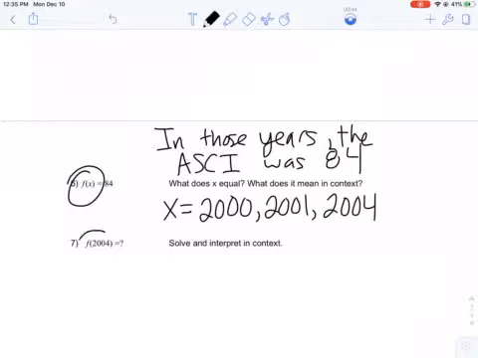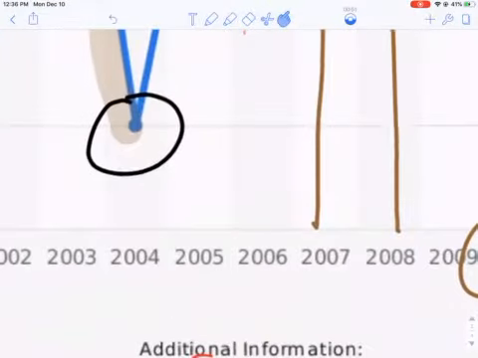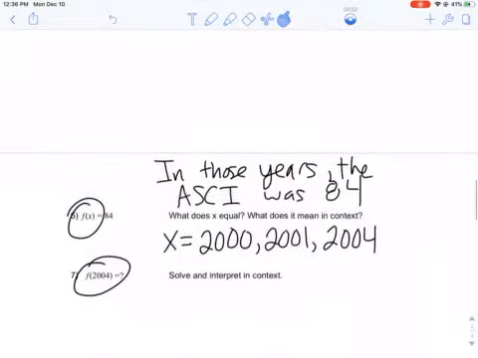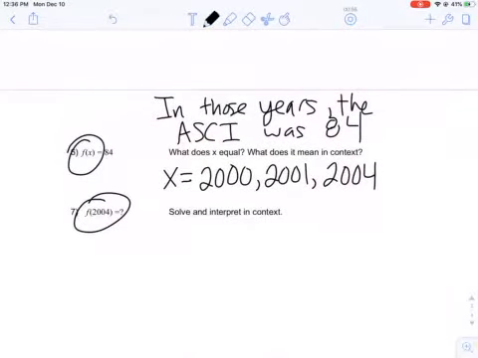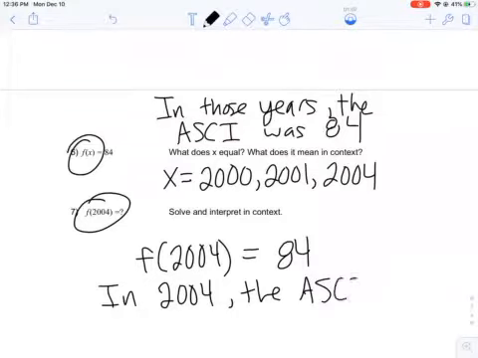Now, this one's a little different. It's telling me when my input is 2004, what am I getting for an output? So I could come up here and, hey, well, you know, for 2004, I got 84 as well. So when my input's 2004, I get an output of 84. So in 2004, my score was 84. The ACSI was 84.